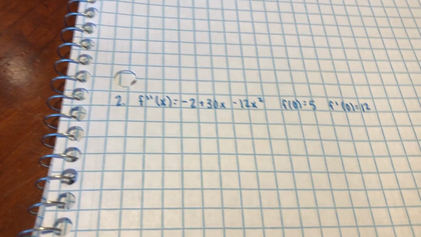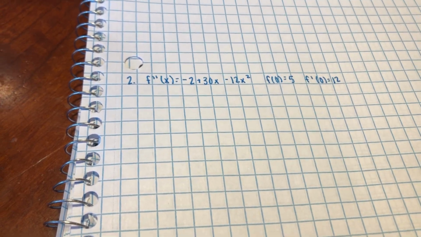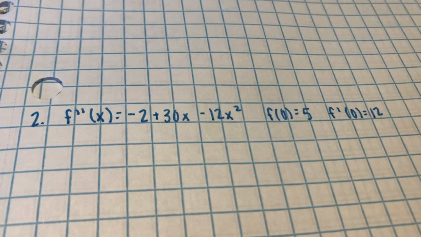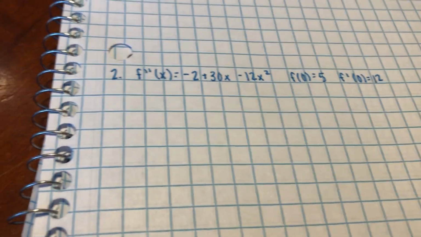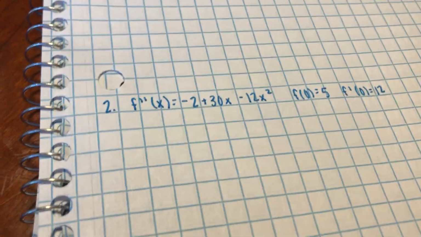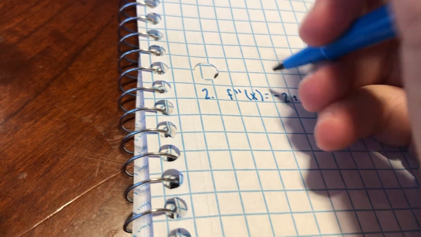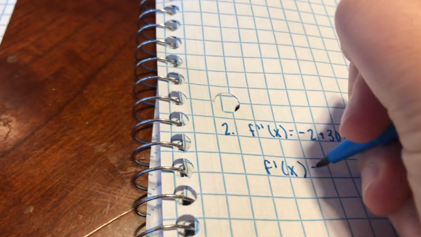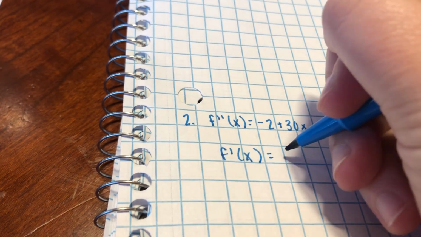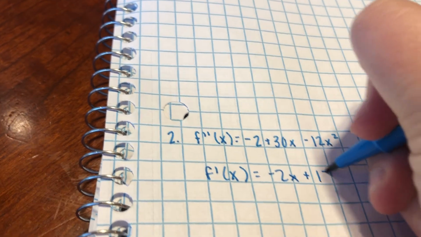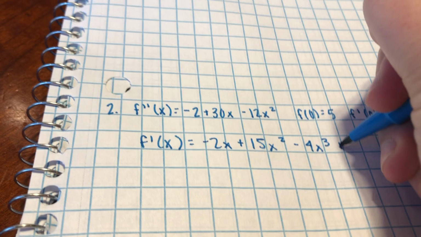And so for our second example, we have the double prime, so we need to take it to the first derivative and then to the original equation. And we also have these 2 values, which will help us. Instead of having to take the derivative of c, we can plug these in, find the c, and then take the antiderivative again. So the first antiderivative, we have f prime of x, and it's negative 2x plus 15x squared minus 4x cubed plus c.